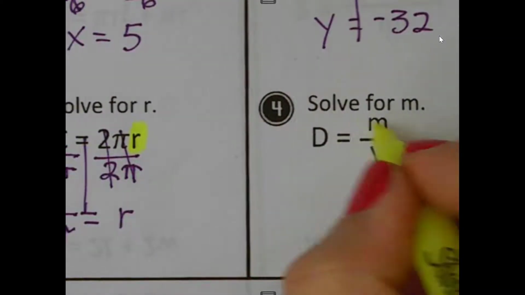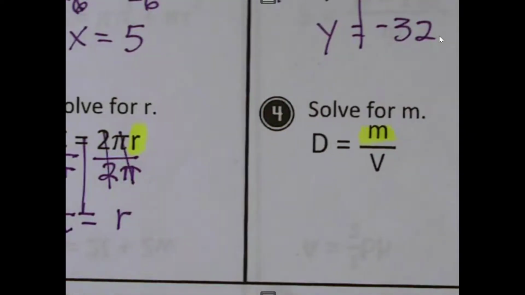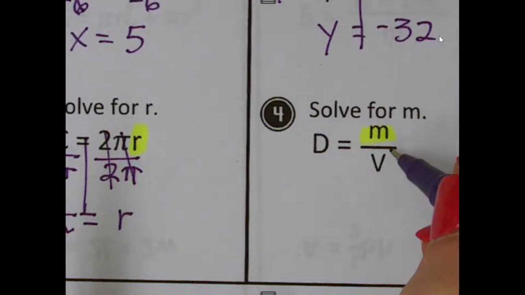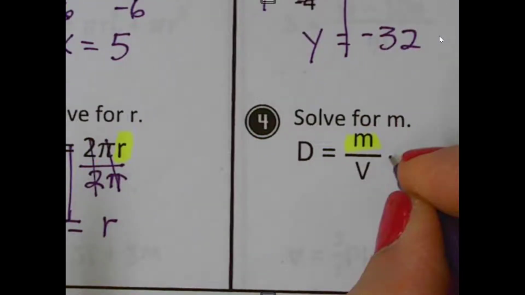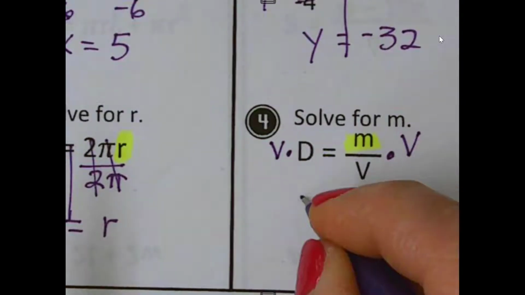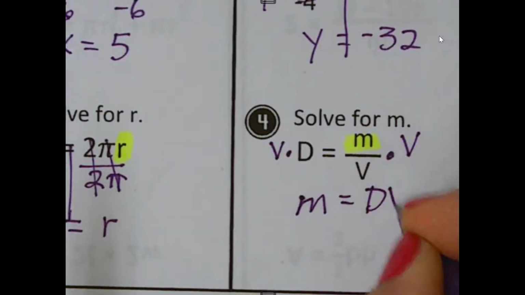Solve for m. Just going to highlight it. To isolate it, we have that m is being divided by v. So we are going to times by capital V. So m will equal dv.